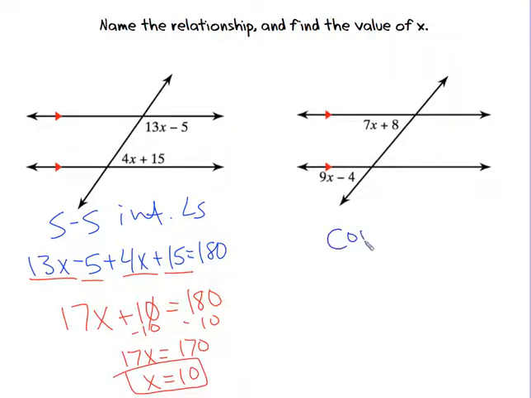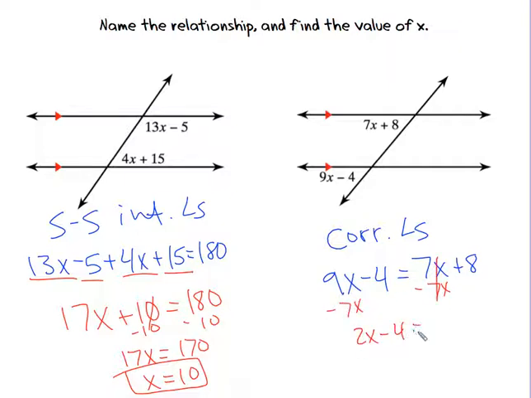These are corresponding angles, so they are equal to each other. And if you want to pause this and try to solve them, you can. So then you add the 4, 2x equals 12, and x equals 6.